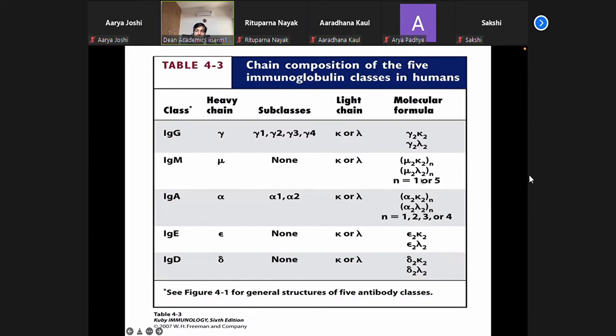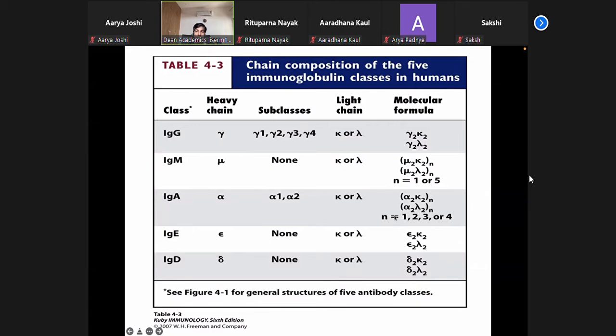For IgM, again, you know this is the dimeric nature, and depending on whether it exists in a monomeric version versus a pentameric version, you can put this whole thing into brackets, and this is n times, and n can be 1 or 5. 1 means this antibody is existing as a monomeric version, and 5 means this is existing as a pentameric version, right?